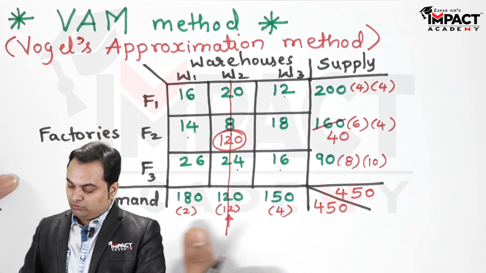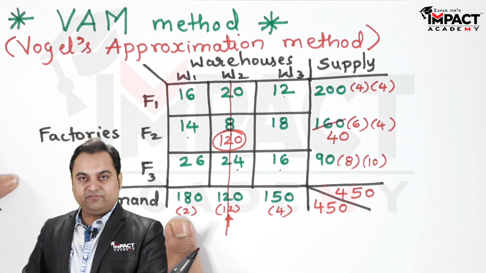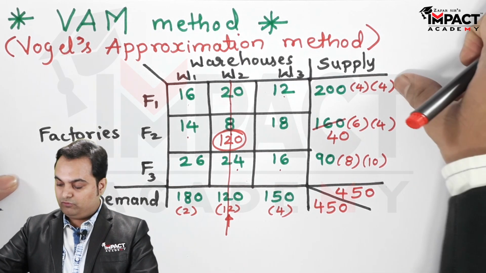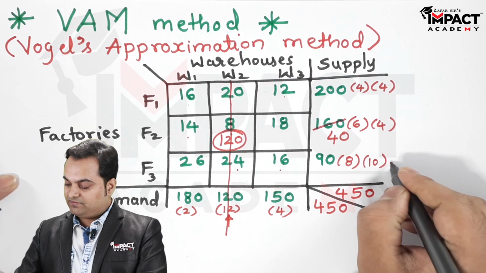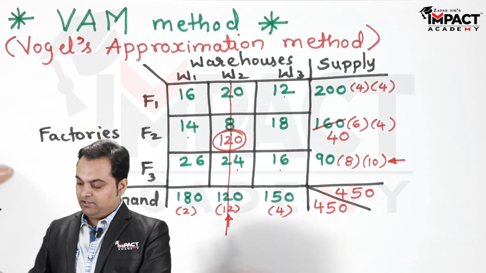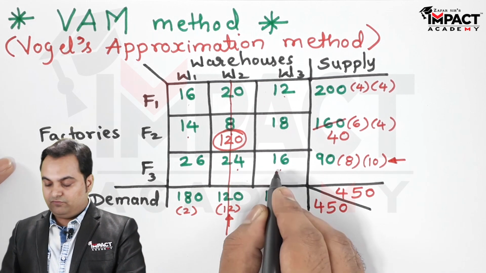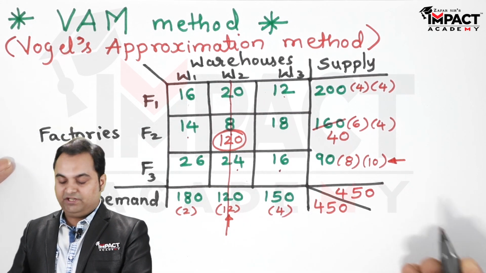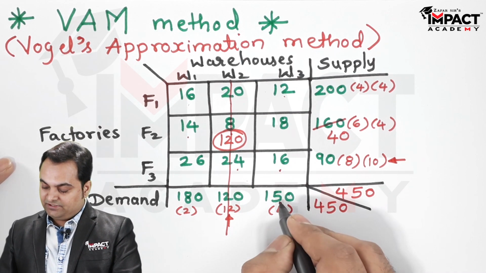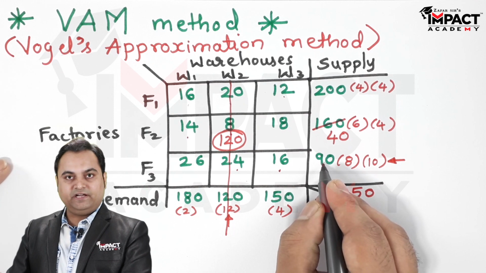Now out of these values we see here we have differences 2, 4, then here we have 4, 4 and 10. Select the maximum difference, which is 10, and since it is pointing towards this row, here we have to select the least value. So the least value is 16 inside the cell, and the demand is 150, supply is 90.